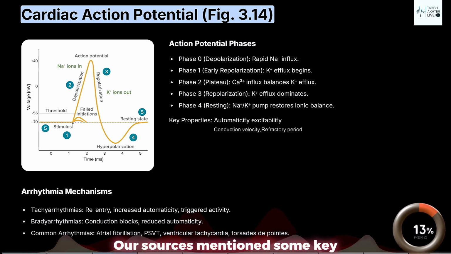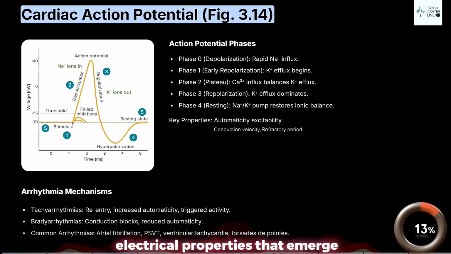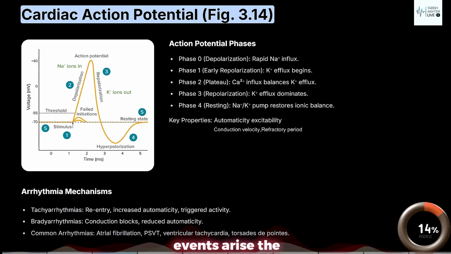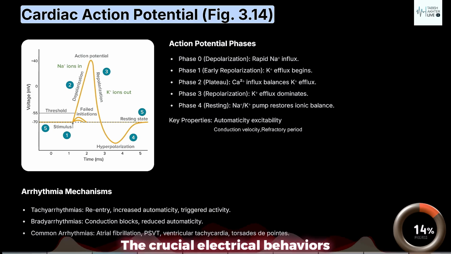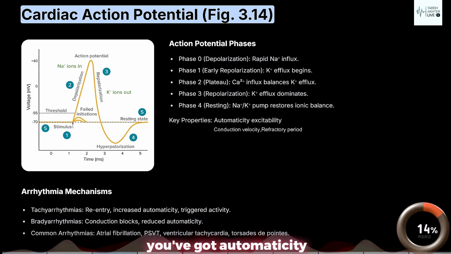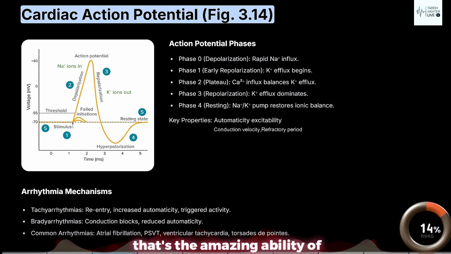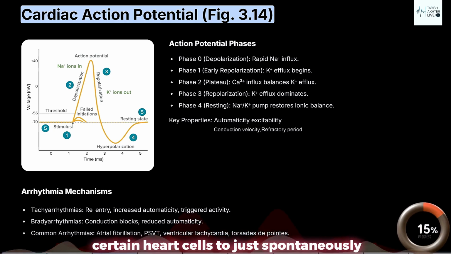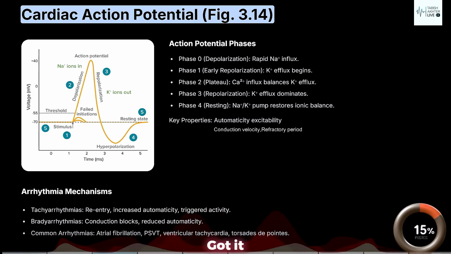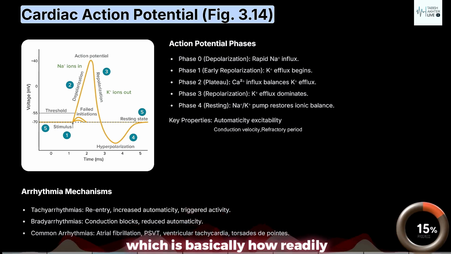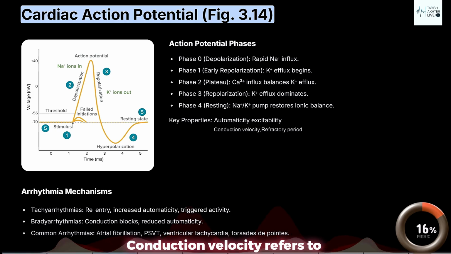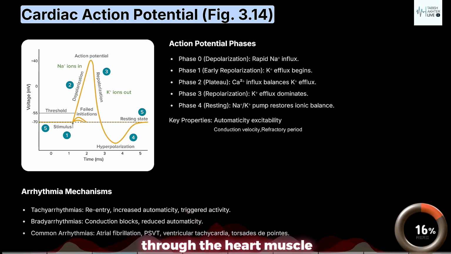But how does that coordinated dance of individual cells translate into the rhythm of the whole heart? Our sources mention some key electrical properties that emerge from this. From those individual cellular events arise the crucial electrical behaviors of the heart tissue as a whole. You've got automaticity, the amazing ability of certain heart cells to spontaneously generate an electrical impulse. They're like the heart's natural spark plugs. Then there's excitability, which is basically how readily a heart cell can respond to an electrical impulse. Conduction velocity refers to how quickly that impulse spreads through the heart muscle.